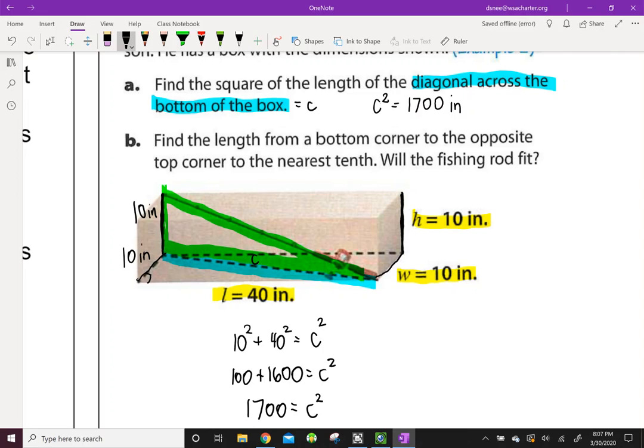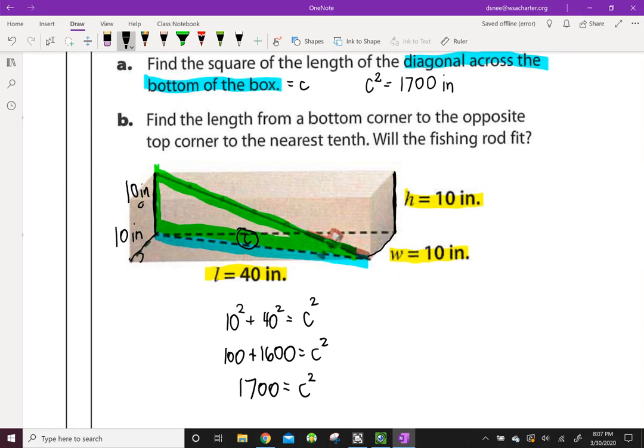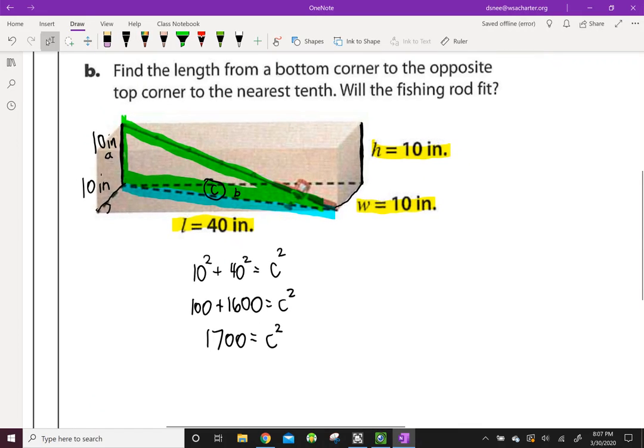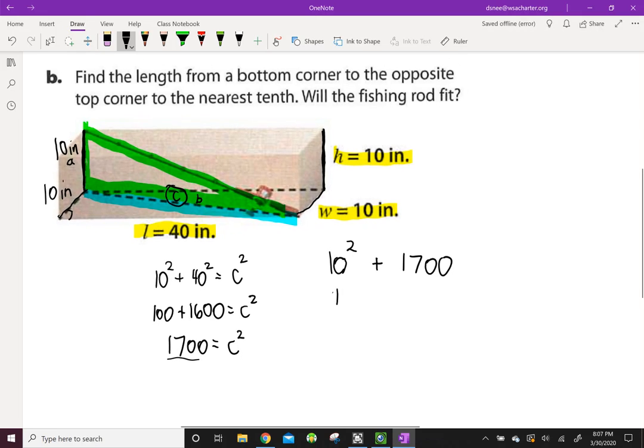And now I know what the hypotenuse is. Or I know what this side is right here. My old C, right? I have A. My old C is my new B. Okay, so I'm going to do 100 squared. 100 squared plus, well, I don't need to square this. C has already been squared. So I'm just going to leave it that way. And now I have 100 squared. Oh, no, that should be 10 squared. I'm sorry. My mistake. 10 squared plus 1,700.